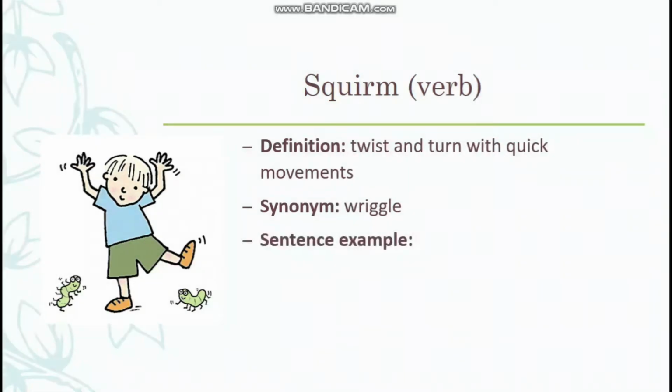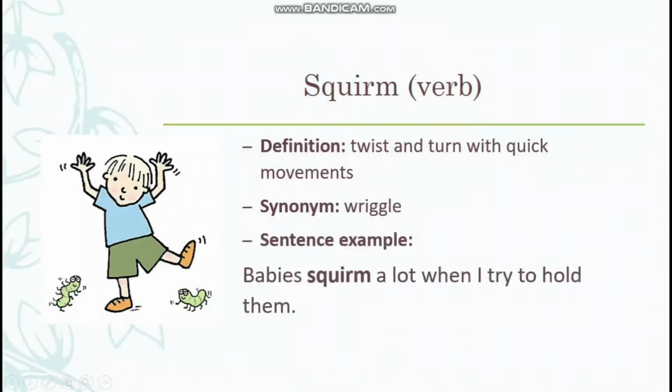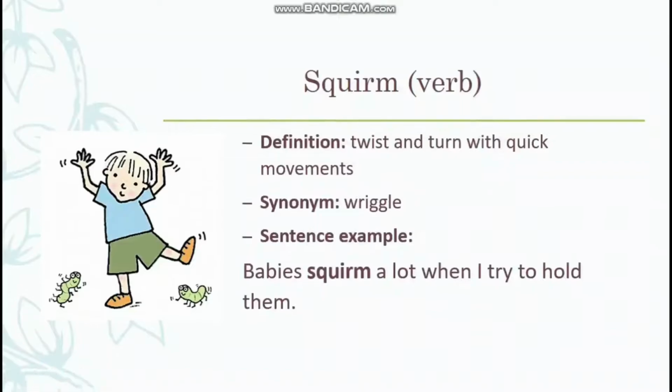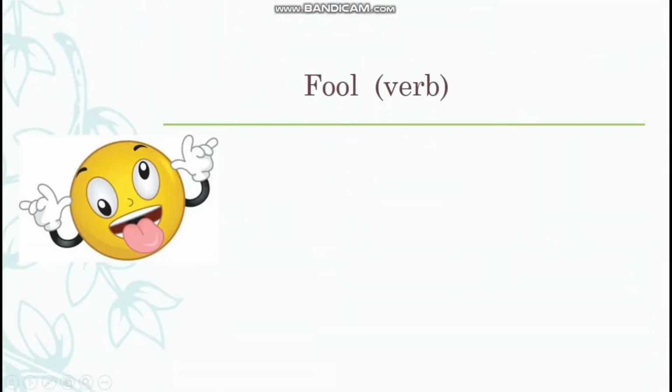Let's check the sentence example that I got for you, and this sentence is the following. Babies squirm a lot when I try to hold them. So imagine that you have a small baby. Babies usually wriggle, they twist, they turn, because they are quite small and they are not really managing their bodies. Now continuing, I have the word fool.